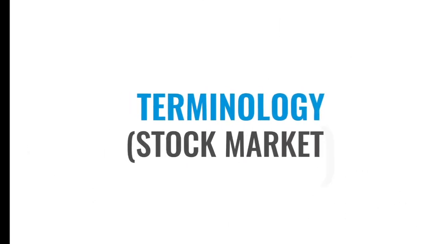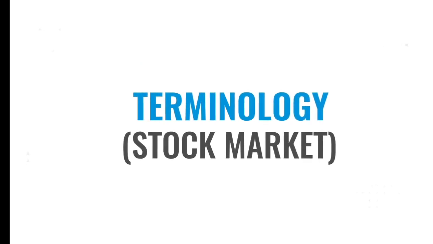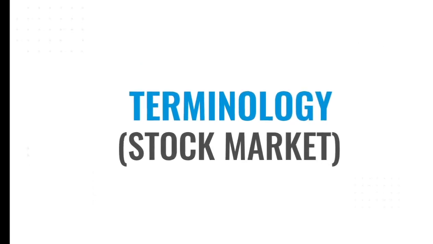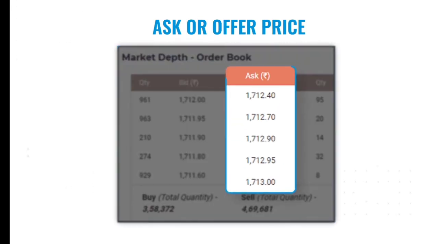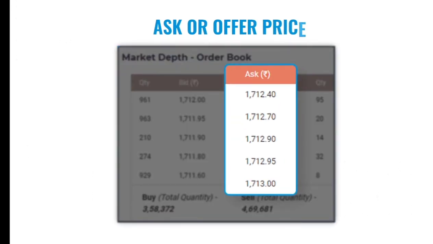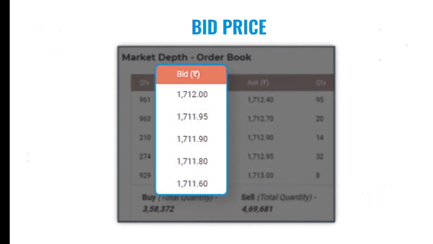Let's proceed to look at a few terminologies associated with the stock market. Ask, or offer price, is the lowest price at which a seller is willing to sell the stock. Bid price, this is the highest price that a buyer is willing to pay for a stock.